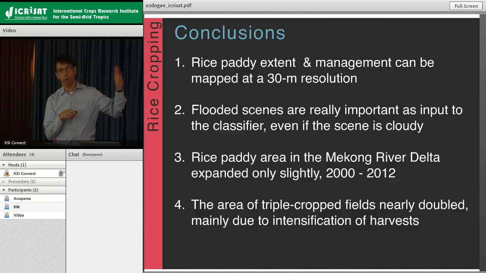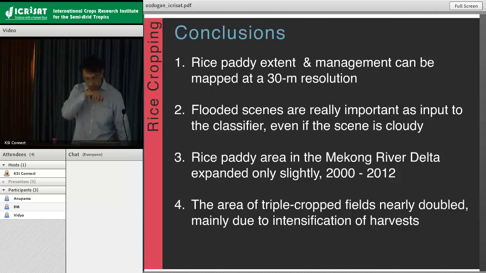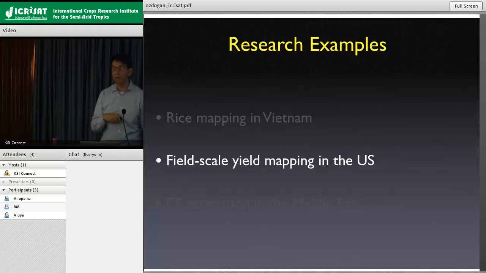This only applies to rice, by the way. It doesn't necessarily apply to upland crops. Rice paddy area in the Mekong Delta expanded only slightly, right? But the area of triple crops nearly doubled in that particular part of the world. Let me switch gears and talk a little bit about yield mapping at the field scale.